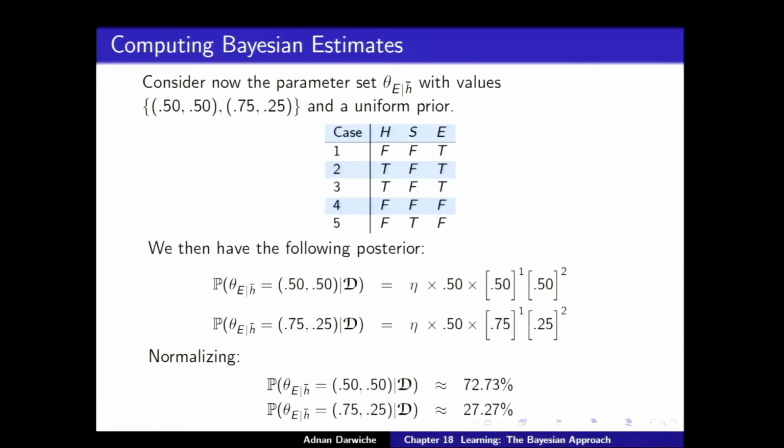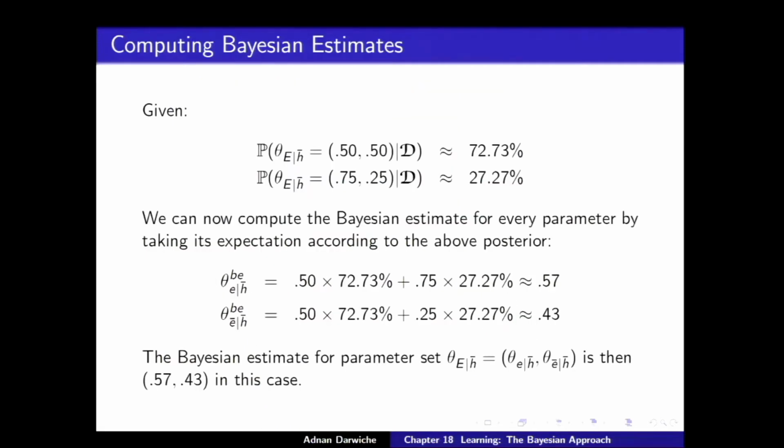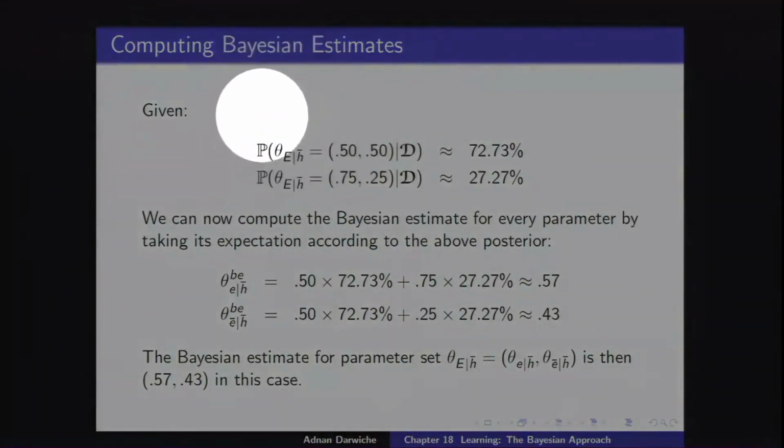Okay, we're not done here because what did we do now? We just computed the posterior. What do I want? I want the expected values, which are the Bayesian estimates. I think that's on the next slide. Okay, here it is. Look, here's the posterior. The posterior on this guy is that. The posterior on this guy is that, correct?